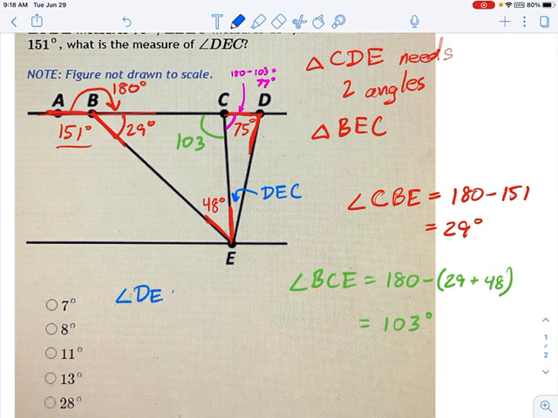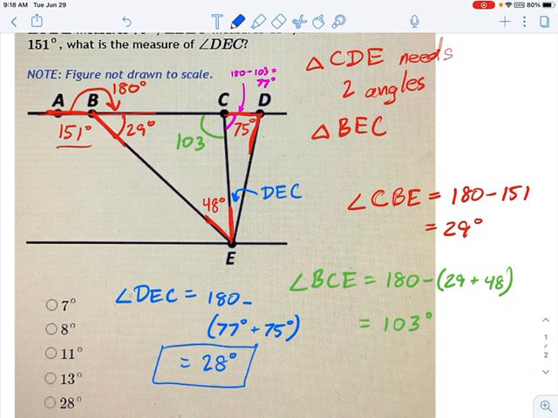Angle DEC equals 180 minus this sum, 77 degrees plus 75 degrees. And once again, let's pull out the calculator. 77 plus 75 is 152. 180 minus 152 is 28 degrees. Okay, so that is our answer.